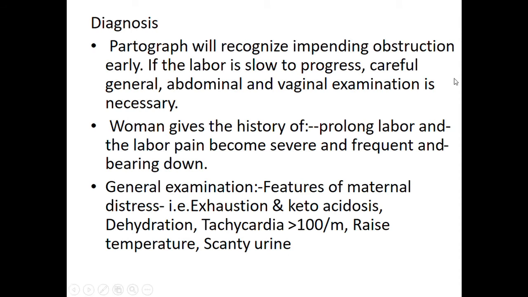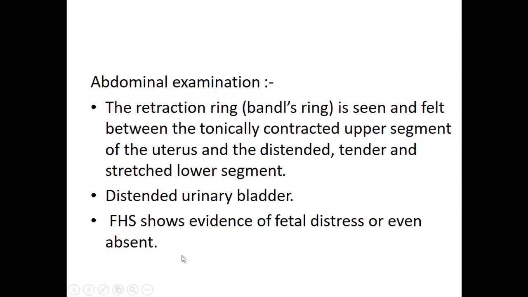First thing is the partograph, which will recognize impending obstruction early. If the labor is slow to progress, careful general, abdominal and vaginal examination is necessary. The woman will give a history of prolonged labor, labor pain becomes severe and frequent, and a bearing down effect can be seen. General examination shows features of maternal distress, exhaustion, ketoacidosis, dehydration, tachycardia above 100 beats per minute, rise in temperature and scanty urine.